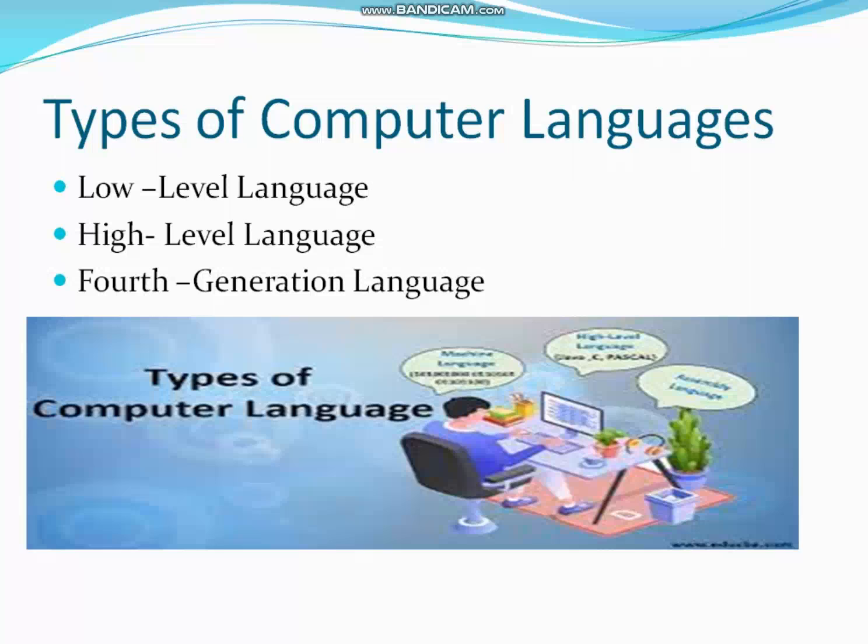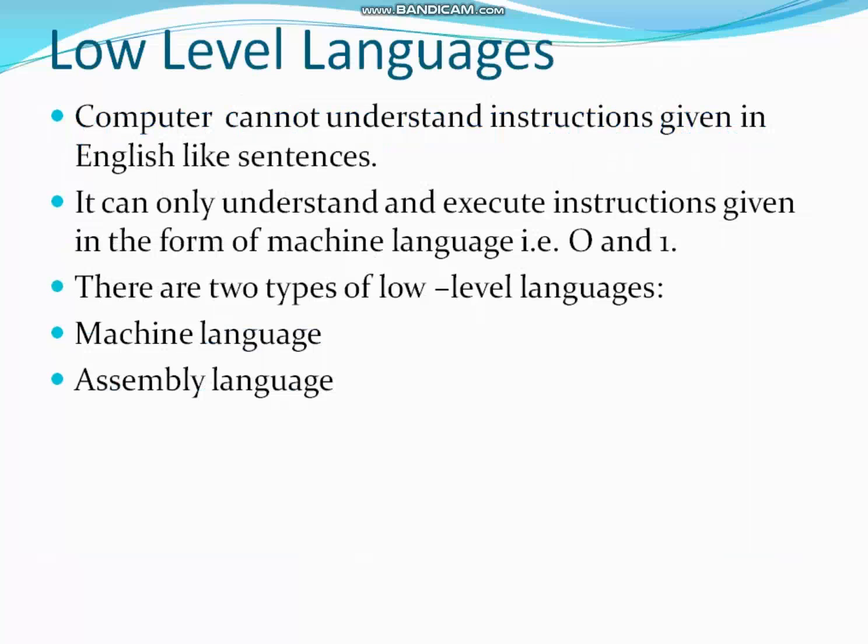So now we will discuss types of computer languages. There are three types: low level language, high level language and fourth generation language. Today we are going to discuss low level language. Low level language, as the name suggests, is the language which computer can understand directly.